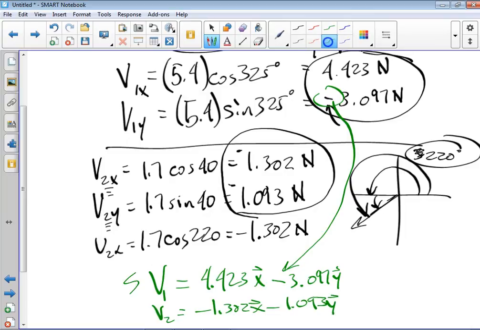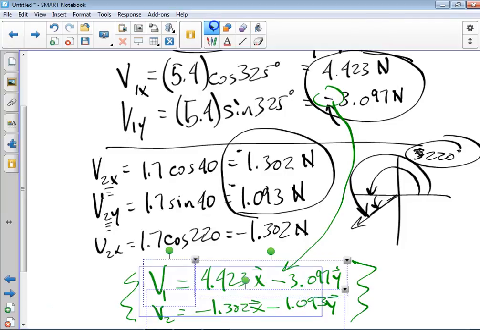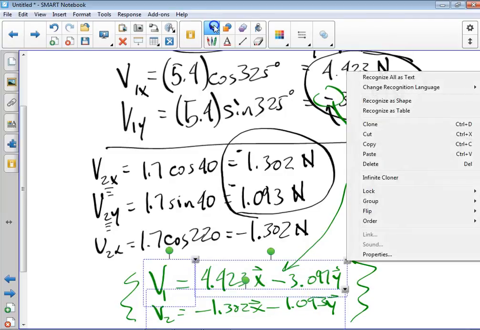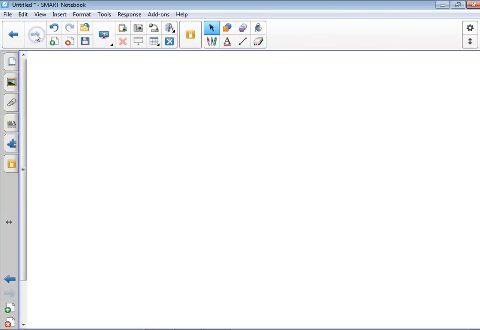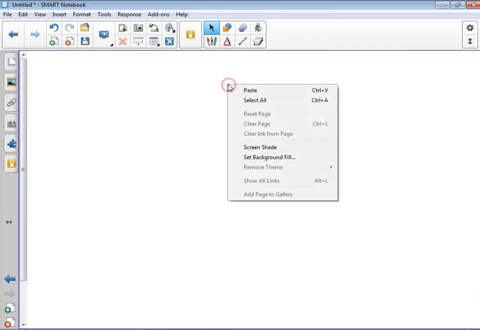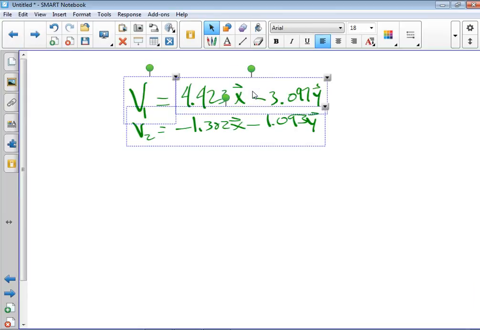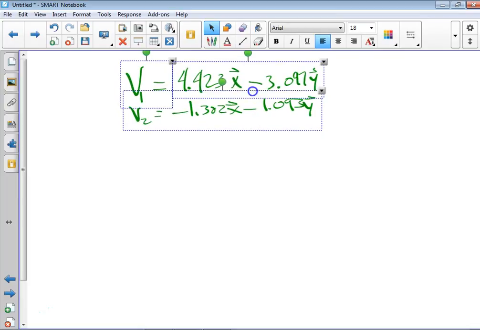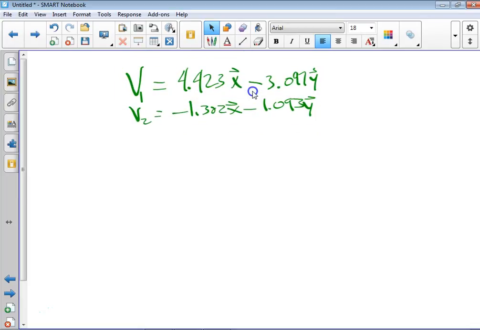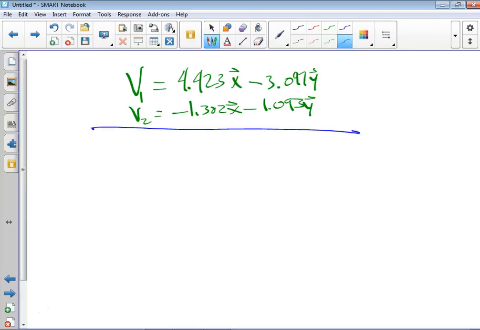And I would highly recommend that you write it just like that. The reason being, when we go to combine these, this is going to make it a lot easier. So we can literally just draw a line, bam, and combine the x's.